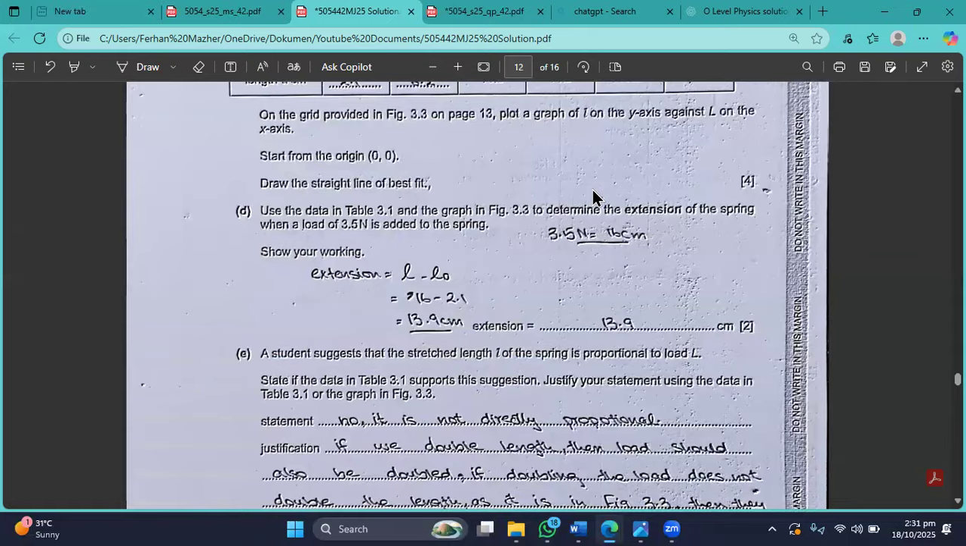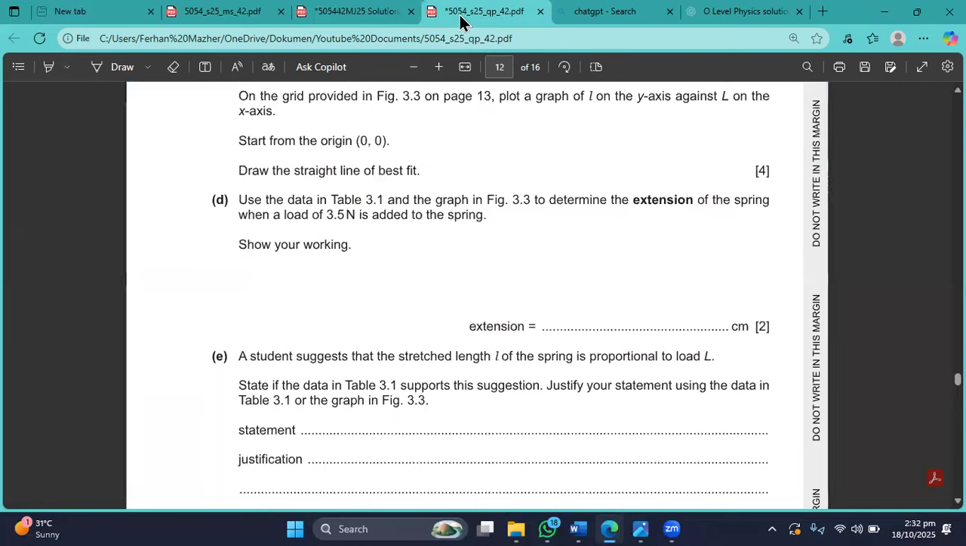When the load is 3.5 Newton, the length of the spring is 16 centimeter. So how much is the extension? Extension is the stretched length minus the unstretched length. So that will be 16 minus 2.1, that will be 13.9 centimeter. So the extension at the 3.5 Newton load is 13.9 centimeter. That is length minus the unstretched length.